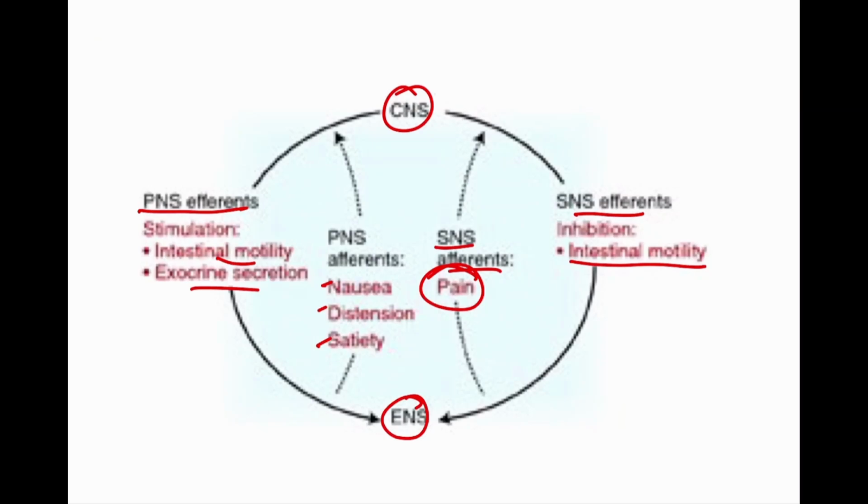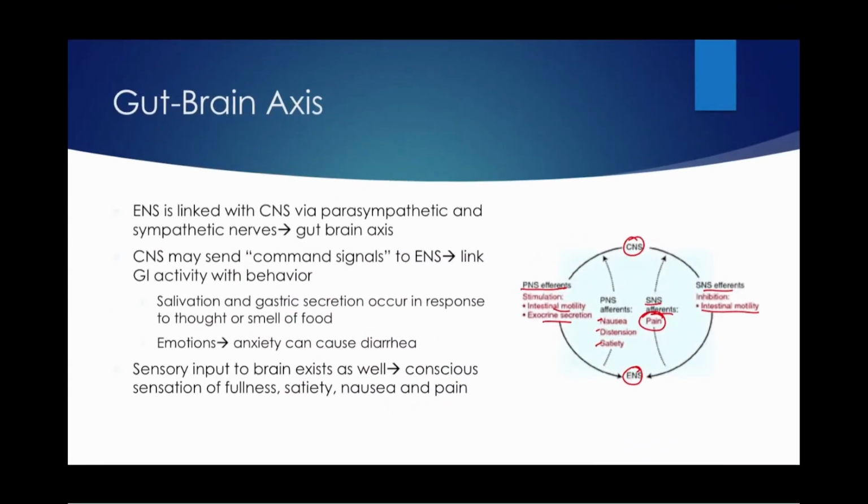That's how the gut and the brain communicate. Any questions about this so far? So here's your thing. Emotions and anxiety can cause diarrhea as well. Some people, when they get very anxious, get diarrhea. It's just, again, the brain and the gut brain talking to each other and bringing out that response. So they send these command signals, and during periods of anxiety, some people will get GI distress. It's just all part of the gut-brain connection.